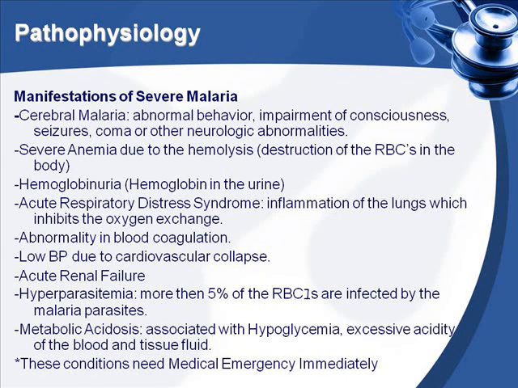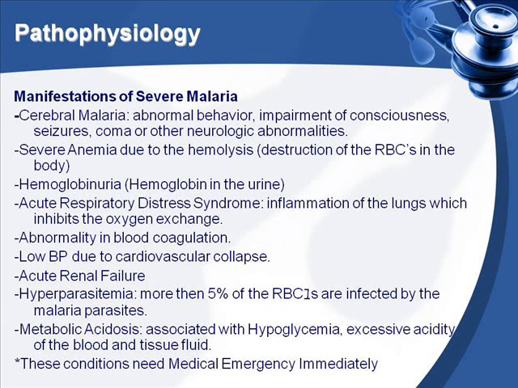Cerebral malaria: abnormal behavior, impairment of consciousness, seizures, coma, or other neurologic abnormalities. Severe anemia due to the hemolysis or destruction of the RBCs in the body. Hemoglobinuria or hemoglobin in the urine. Acute respiratory distress syndrome, which is an inflammation of the lungs which inhibits the oxygen exchange.